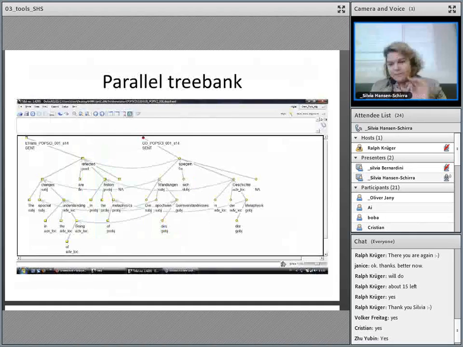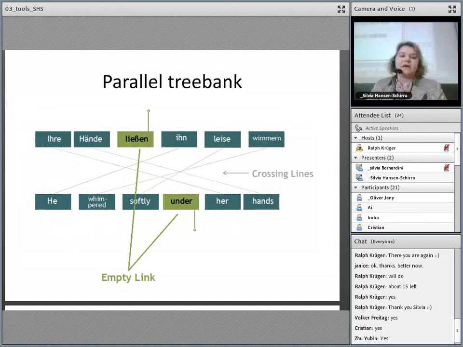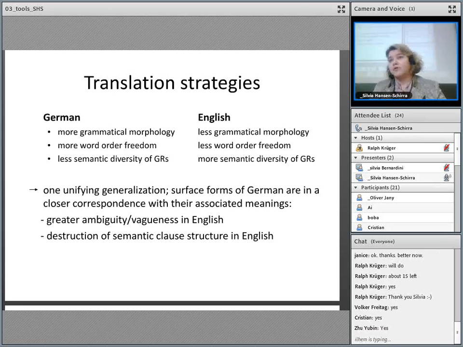Okay, I will skip this because of time reasons. Let's have a more practical look into the corpus. Again, we can ask for crossing lines and empty links. And I mentioned that there are a lot of grammatical problems because of typological differences between languages. So we know that German, for example, has a greater grammatical morphology than English. We use our case system, which allows us more freedom in our word order.